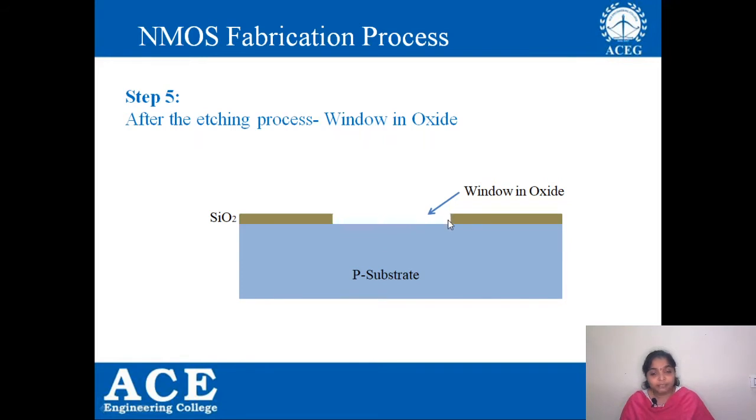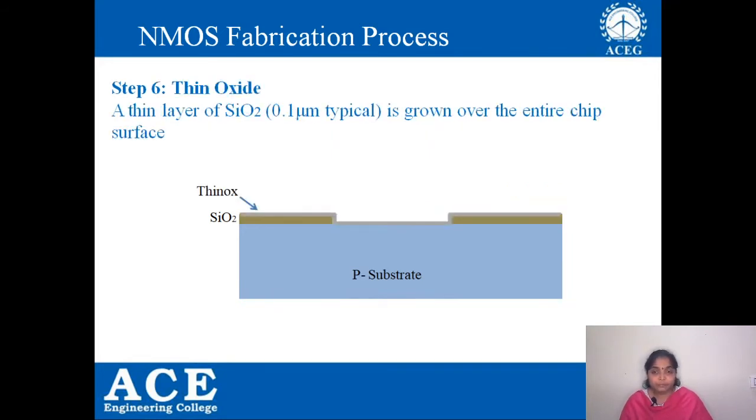So why this window in the oxide? We have selected a particular area in order to form the gate layer, so that only the particular area where you require to form a gate is exposed, and the remaining area of the substrate is covered with this silicon dioxide layer, right? Now let us move on to the next step.